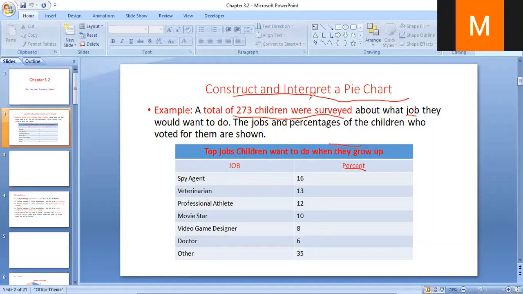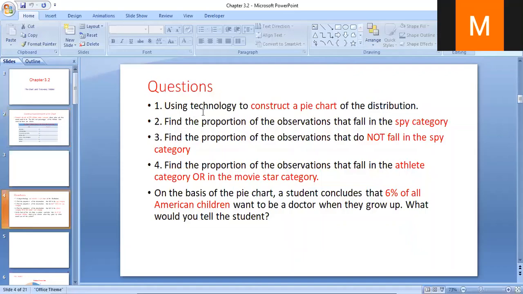and you can create the pie chart. And now the questions in the problem. Question 1 is using technology to create the pie chart. You have to know how to make the pie chart. Question 2 is to find the proportion of observations in the spy category. Question 3 is to find the proportion that do not fall in the spy category.